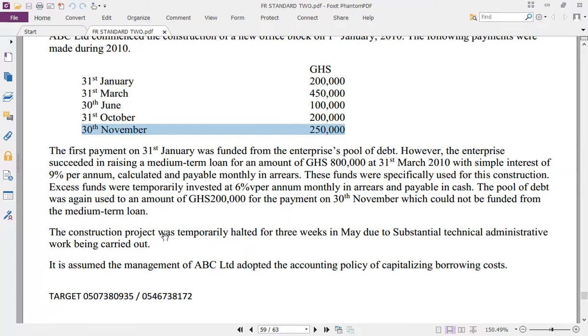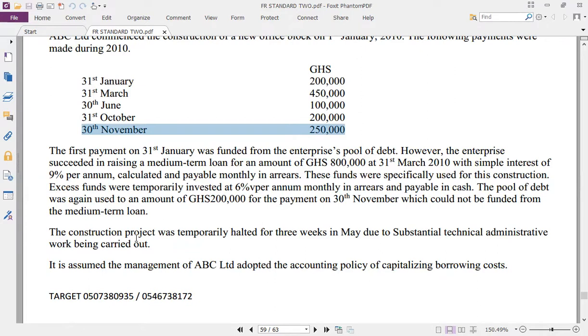Now their construction project was temporarily halted for 3 weeks in May due to substantial technical administrative work carried out. The management of ABC Limited adopted the accounting policy of capitalizing borrowing costs. Once they are using IAS 23, this assumption probably is just a repetition. Okay. Now this one, do you suspend or you carry on? Let me hear from you.